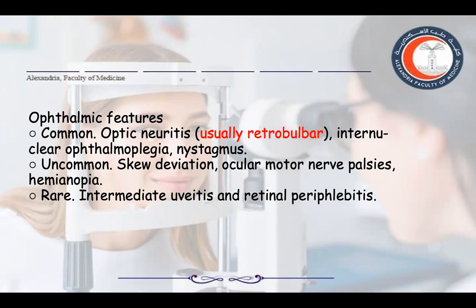and uncommon manifestations like skew deviation, ocular motor nerve palsies, hemianopia. For those who don't know, skew deviation is a vertical motility disorder that is not assigned to a certain muscle or nerve palsy. This is what's called skew deviation, which we study in the squint chapter. And rarely, MS can cause intermediate uveitis, manifested as vitritis and retinal periphlebitis.